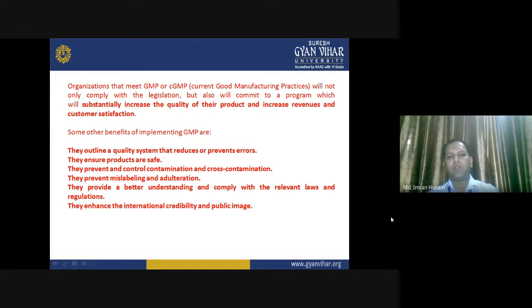Some other benefits of implementing GMP are: they outline a quality system that reduces or prevents errors. They ensure products are safe. They prevent and control contamination and cross contamination. They prevent mislabeling and adulteration. Adulteration is mixing of undesirable substances in a product, right? They provide a better understanding of, and compliance with, the relevant laws and regulations. They enhance international credibility and public image.